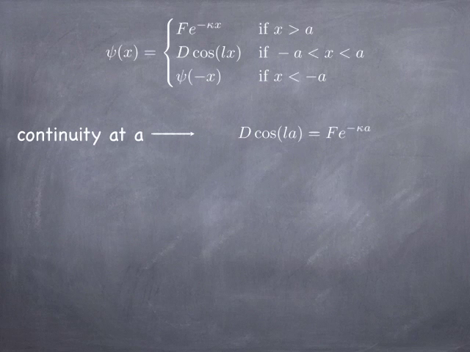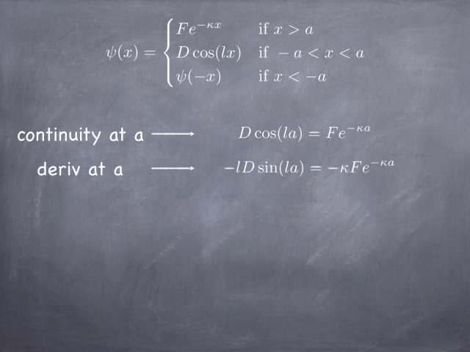Then let's apply the derivative boundary condition. The wave function's derivative must also be continuous. That means that if you calculate the derivative of the wave function and then plug in a, either in the middle or on the right-hand side, you have to end up with the same thing. And you'll notice that there's a d in each of these equations and there's an f in each of these equations, and they come in the same way.